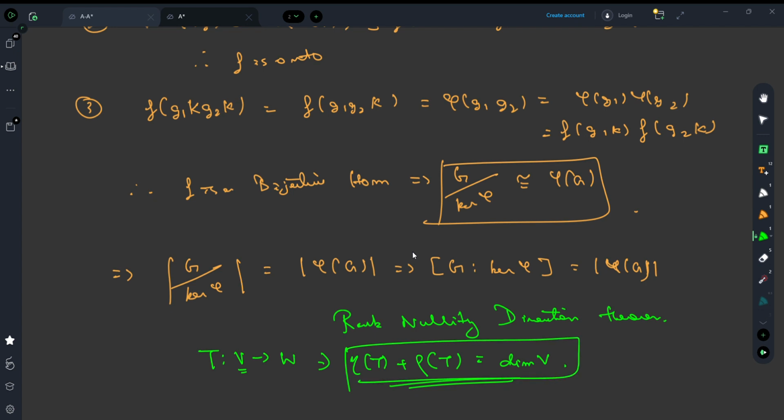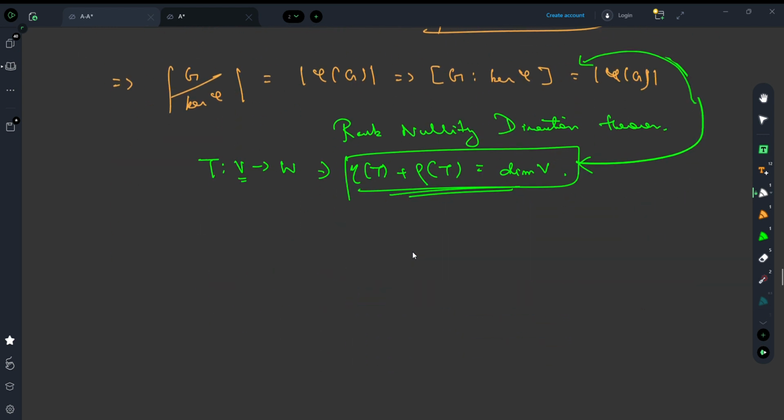So observe that this is equivalent to this in group theory. Sorry, not this, this. Yeah, this. Okay. Clear?